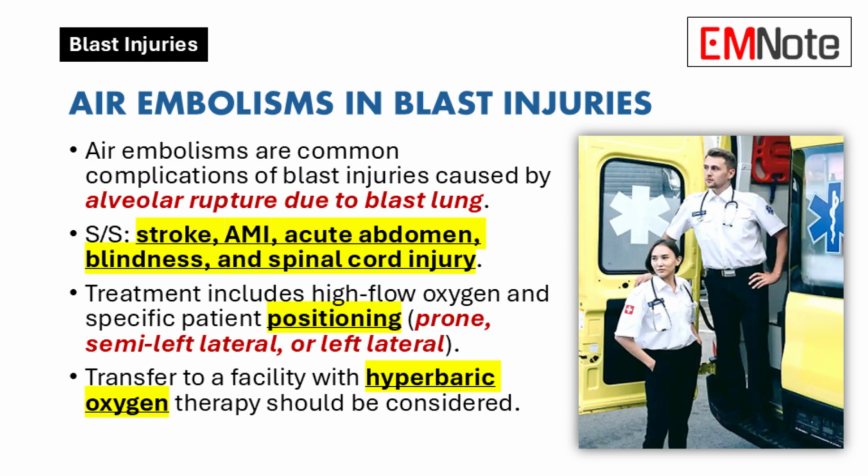How do you treat an air embolism if it occurs? Treatment involves administering high-flow oxygen and positioning the patient in a way that helps trap the air bubbles. This might include lying them on their stomach, on their left side with their head slightly elevated, or flat on their left side. In some cases, transferring the patient to a facility with hyperbaric oxygen therapy might be necessary.